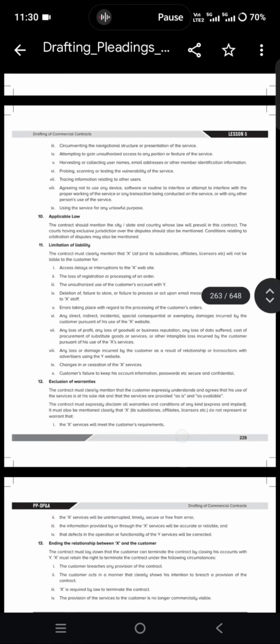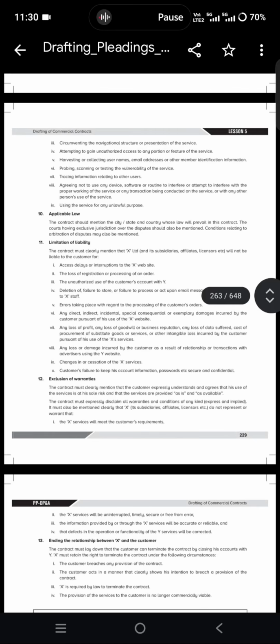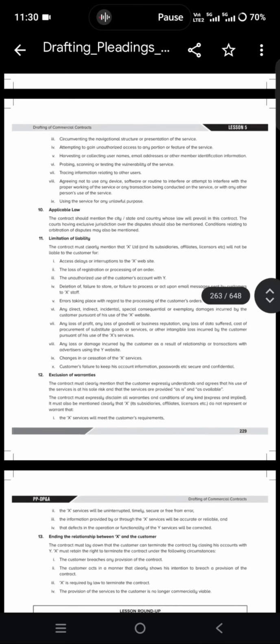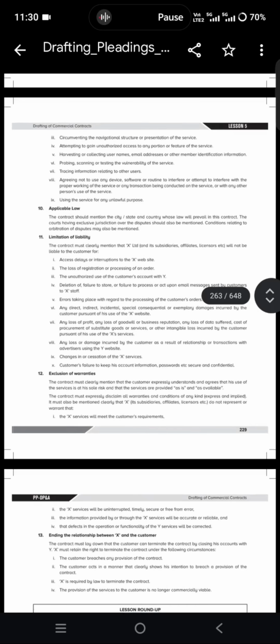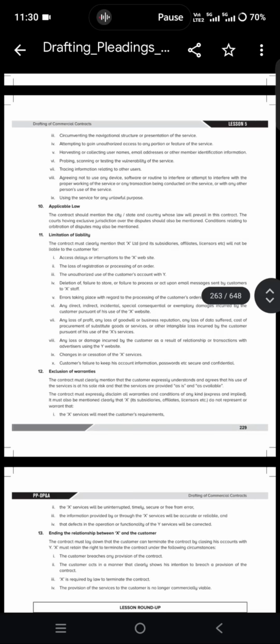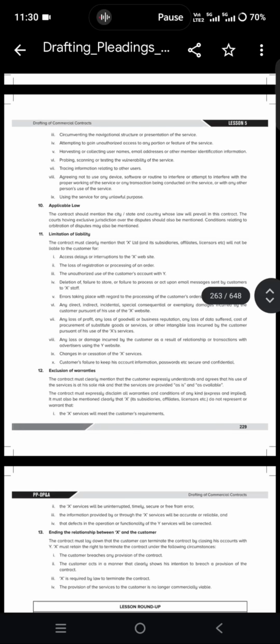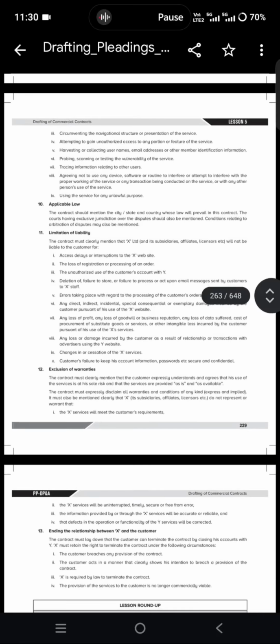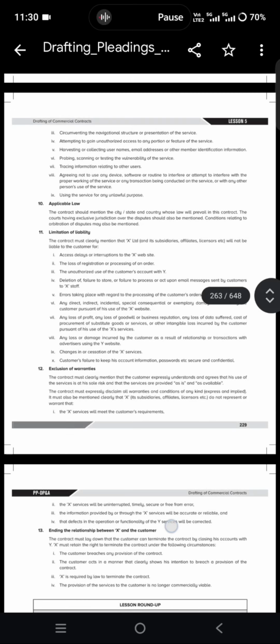Ending of relation between X and the customer, that is uninstalling. The contract must lay down that the customer can terminate the contract by closing all his accounts with Y. X must retain the right to terminate the contract under the following circumstances: the customer breaches any provision of the contract; the customer acts in a manner that clearly shows the intention to breach the provisions of the contract; X is required by law to terminate the contract; and the provision of services to the customer is no longer commercially viable. And we are done with chapter 5.